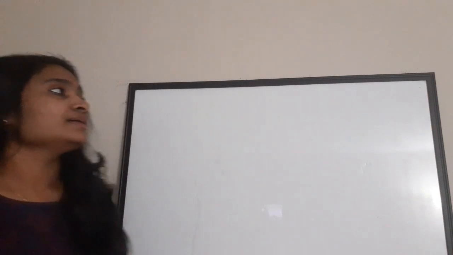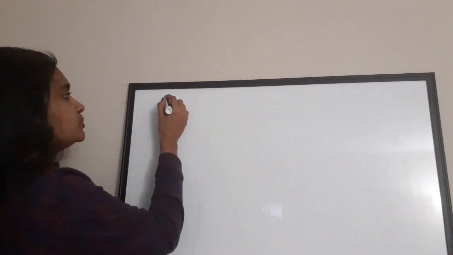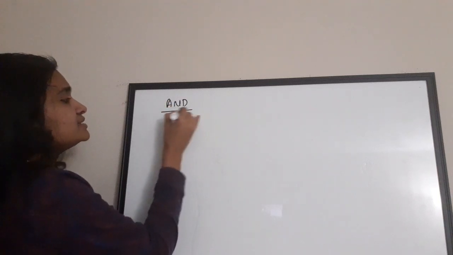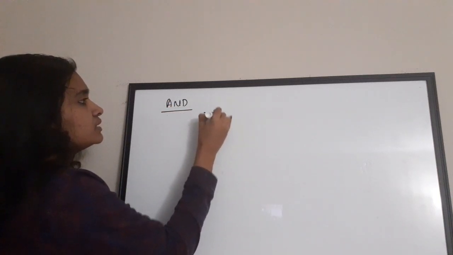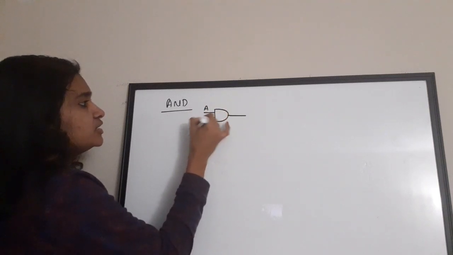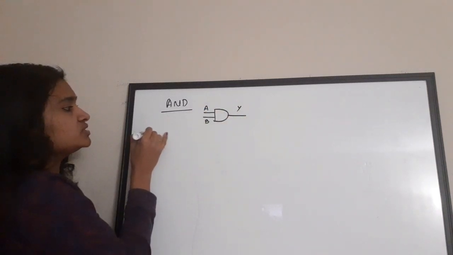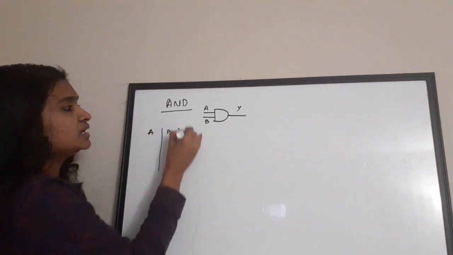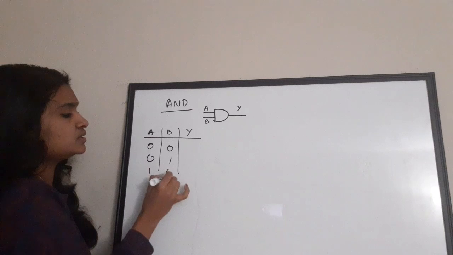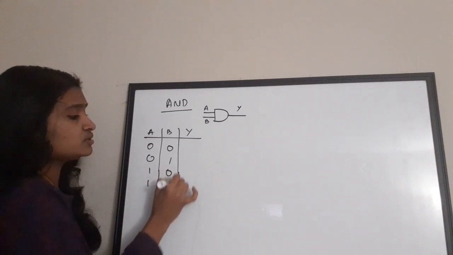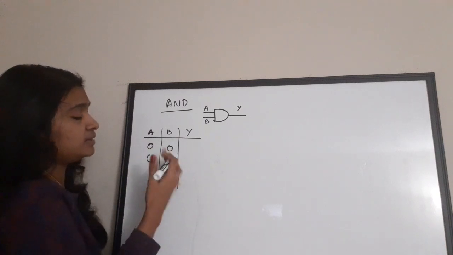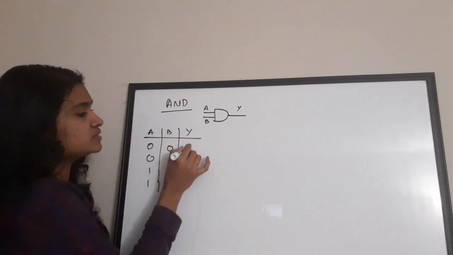So the basic gates are, first let us start with the AND gate. The AND gate symbol is like this. This is your AND gate. If A and B are the inputs and Y is the output, the truth table will be like this: A, B, Y. Then 0 0, 0 1, 1 0, 1 1 are the combinations of inputs I'm going to apply. And the outputs that I'll be getting is, for 0 and 0, the output is 0.